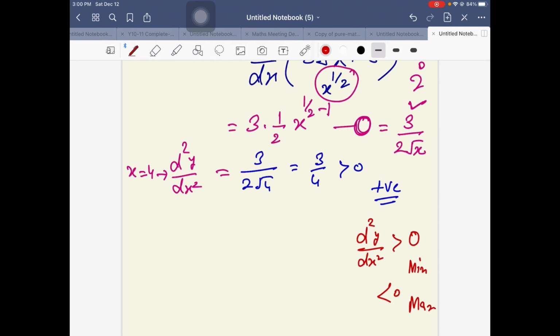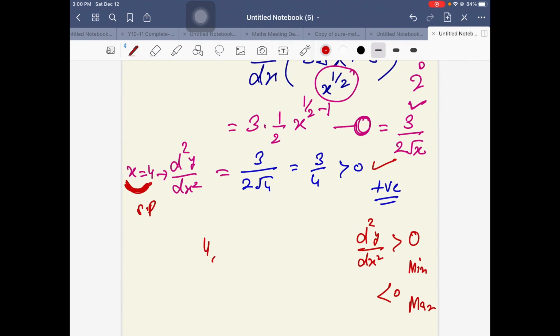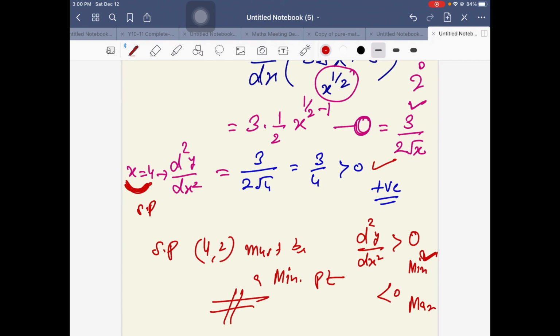So in our case, when we plug in x equal to 4, the x value of the stationary point, we got the second derivative positive. So that means this stationary point (4, 2) must be a minimum point. So that's the nature of the stationary point. In our case, the stationary point is a point of minimum, or a minimum point.